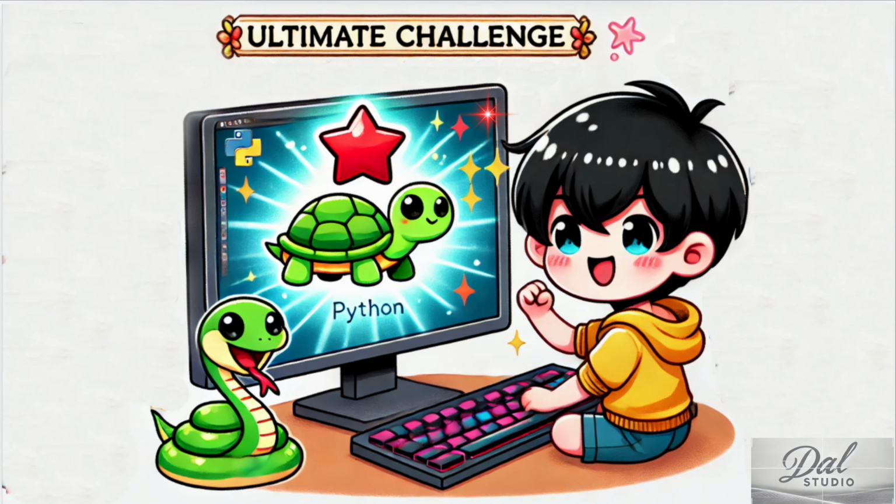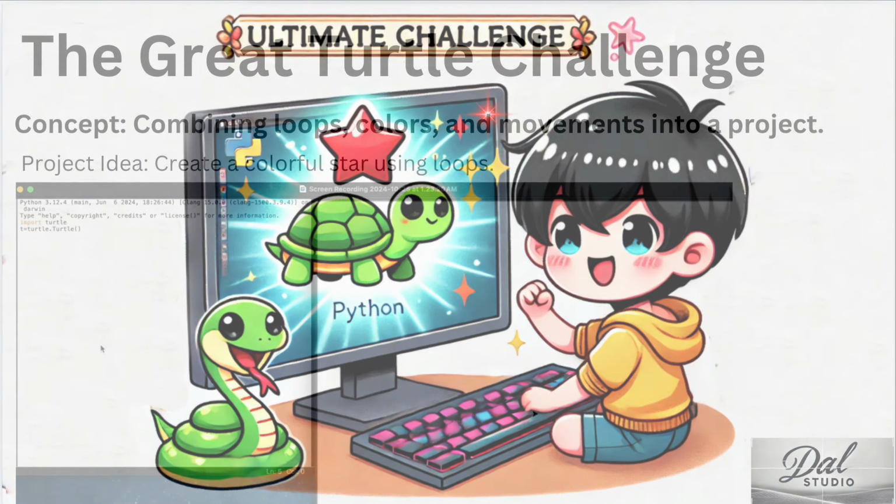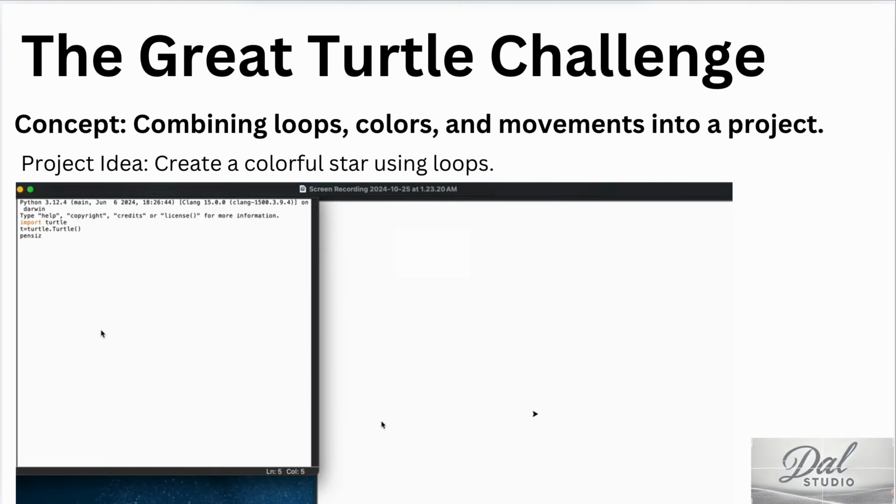Python Snake gives Daniel a challenge to create a magical drawing using everything he has learned so far: shapes, colors, and loops. The turtle needs a big design to unlock the next level of magic. For the ultimate turtle challenge, Daniel needs to make a beautiful star. By combining loops and angles, the turtle can draw a magical star. The turtle spins around and draws lines to form a star with many points.